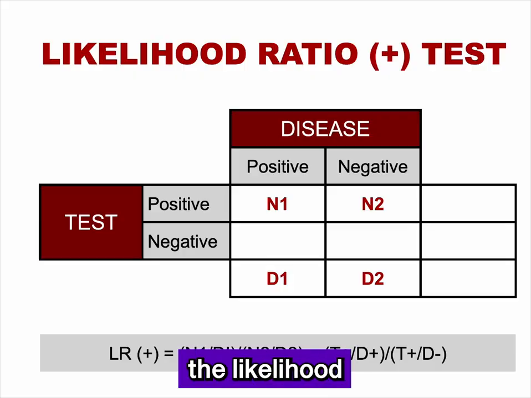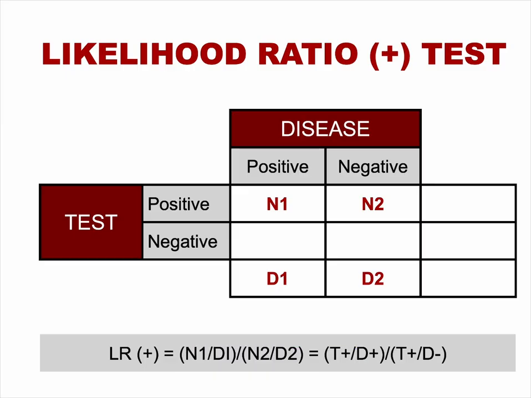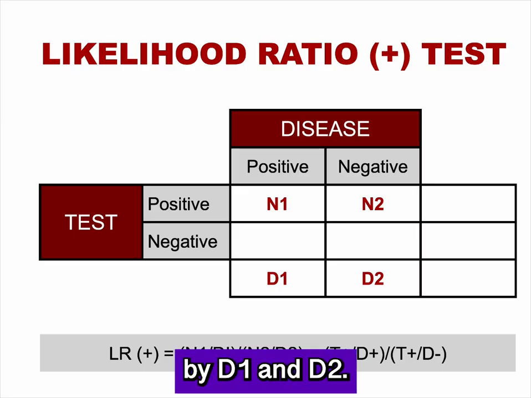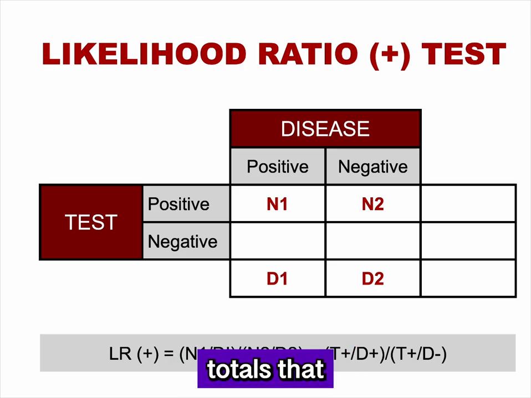We can easily calculate the likelihood ratio of a positive test from a 2x2 table. The numerators are indicated by N1 and N2. The denominators are indicated by D1 and D2. Notice that we only use the two cells that indicate a positive test, and then the marginal totals that indicate disease positive and disease negative.